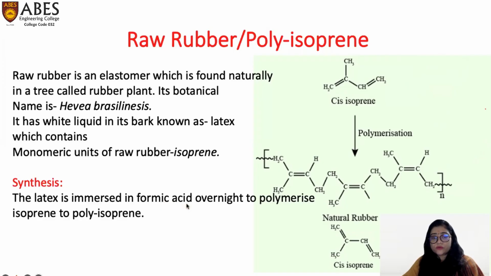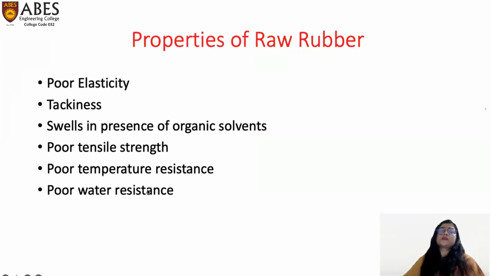But there is one catch over here. It cannot be used as such because its properties are very poor. It has poor elasticity. That means if you pull it more, it will deform. It will not come back to its original place, which is an anti-elastic property. It cannot be used as rubber in that state. Tackiness means it has a kind of texture which will stick to your hands. It gets sticky, like you would have observed when a rubber band gets old, it gets sticky in your hand. That property is known as tackiness.